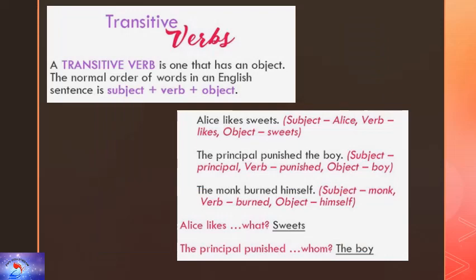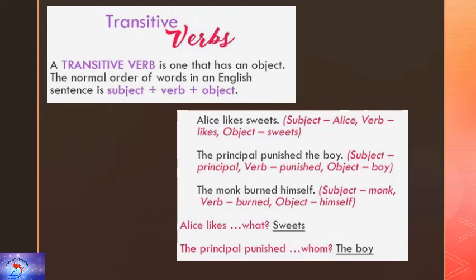Now let us see the definition of transitive verbs. A transitive verb is one that has an object. The normal order of words in an English sentence is subject plus verb plus object. For example, Alice likes sweets. So Alice is the subject here, likes is the verb and sweets is the object.